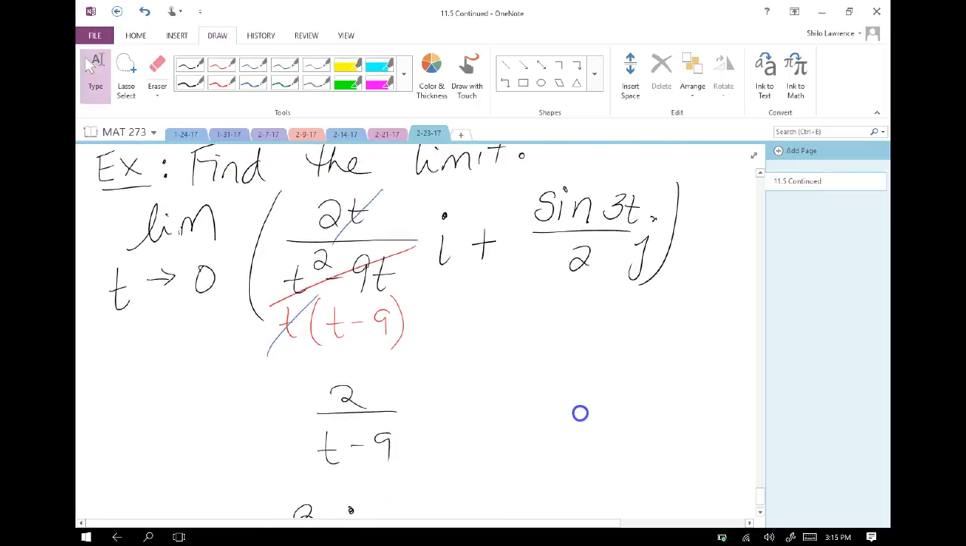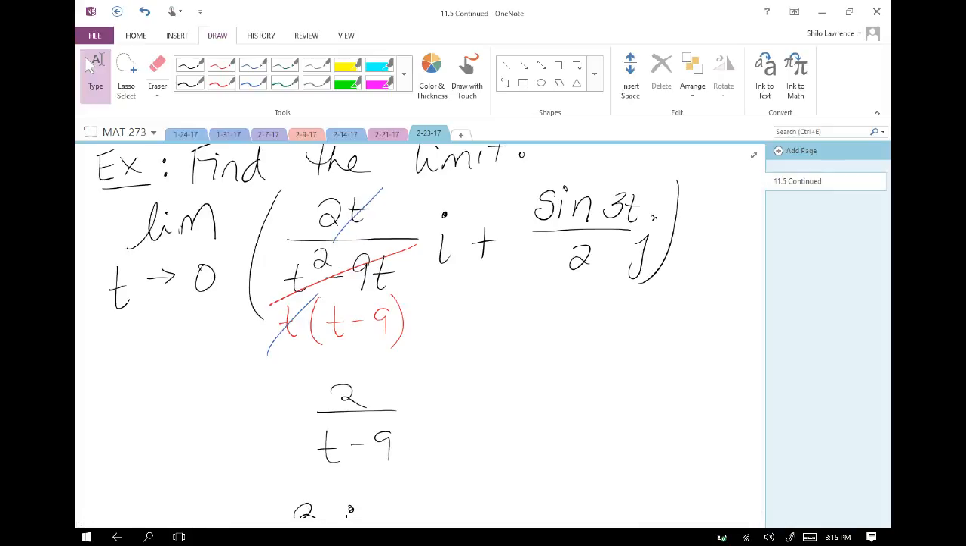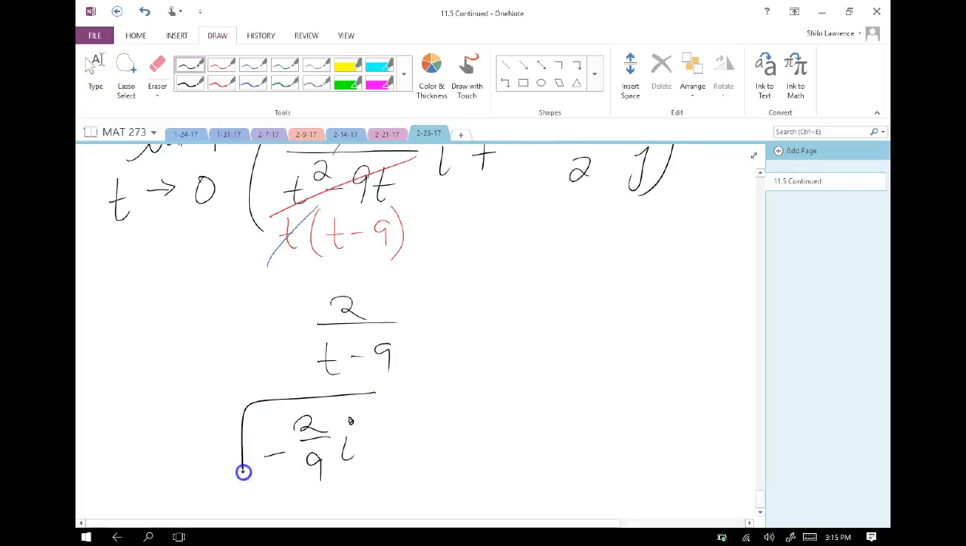And what do we get if we plug 0 into sine 3t over 2? We get 0 over 2, which is 0, 0j. So the answer is just negative 2/9 i. Negative 2/9 i.